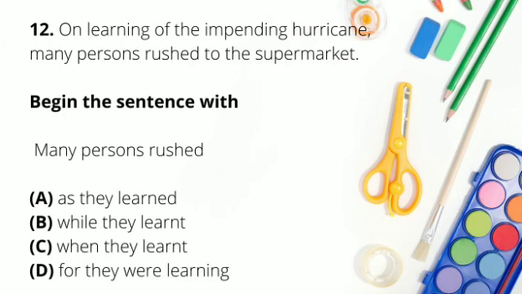The final part of the sentence that we need to focus on is "on learning of the impending hurricane." "On learning" tells us of a particular time, so we would replace "on learning" with "when they learned." So the sentence should read, many persons rushed to the supermarket when they learned of the impending hurricane.